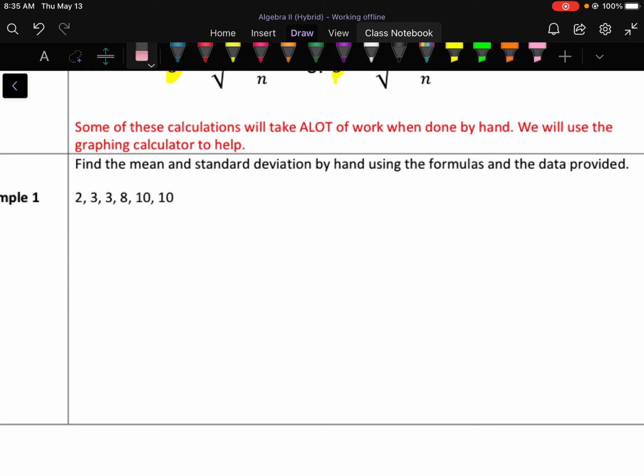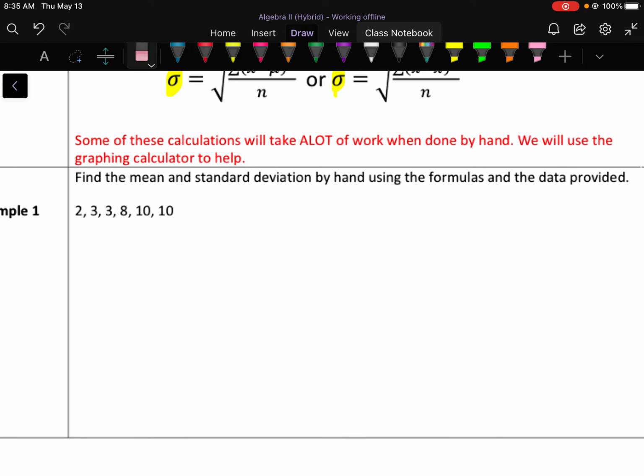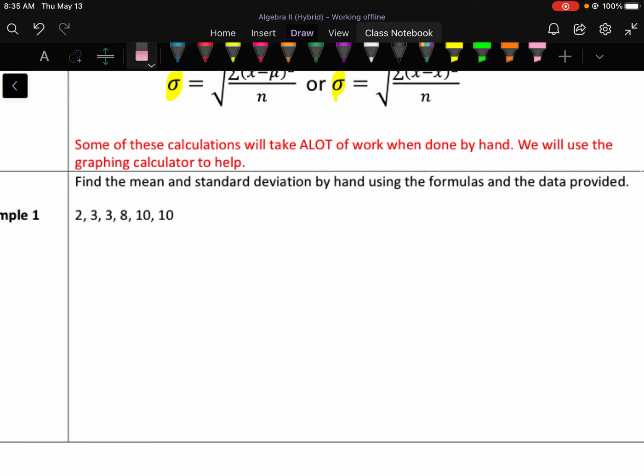So find the mean and standard deviation by hand using the formulas and the data provided. First of all, I want to find mu, or x bar, or the mean. So I take the sum of all the x values and I divide by how many pieces of data I have. So the sum would be 2 plus 3 plus 3 plus 8 plus 10 plus 10.